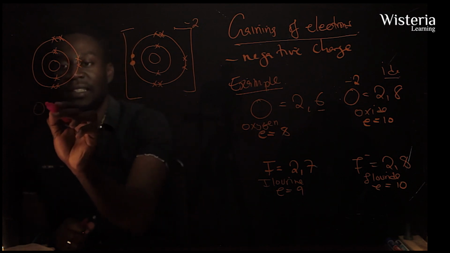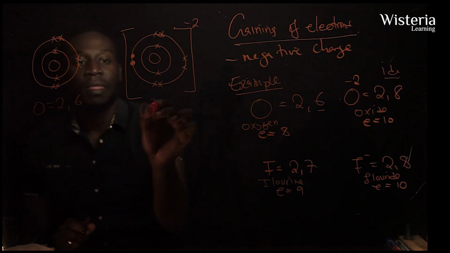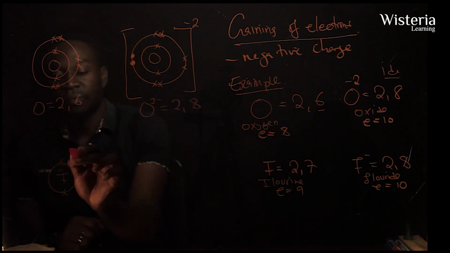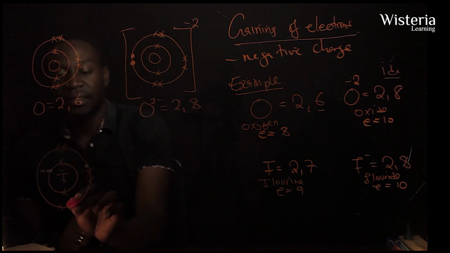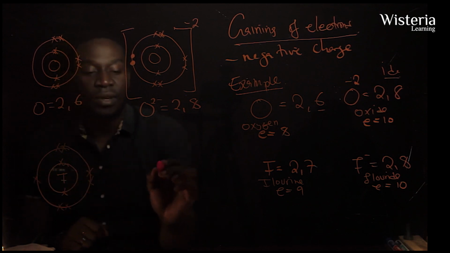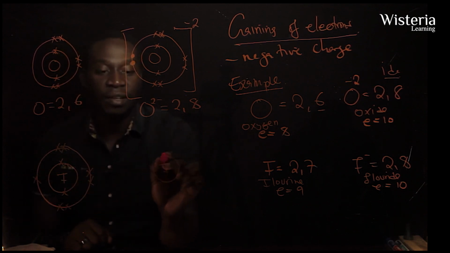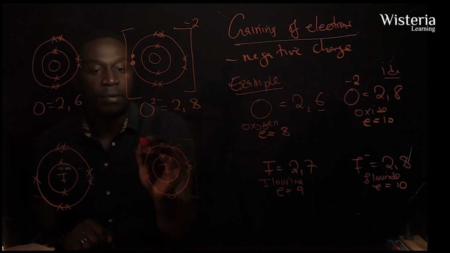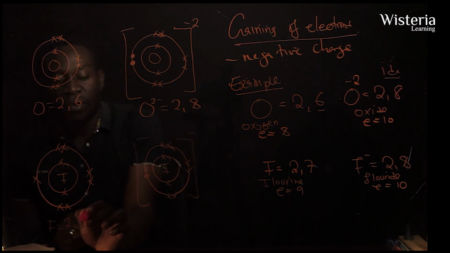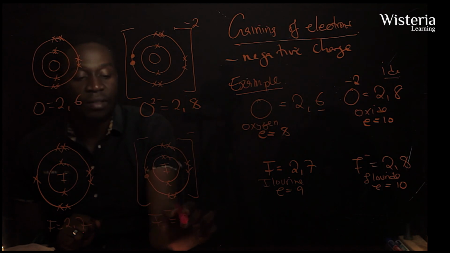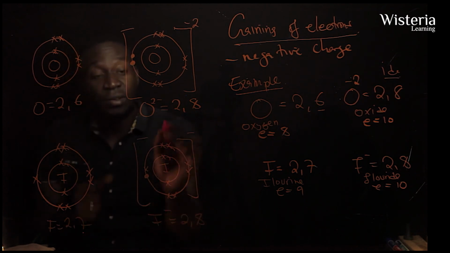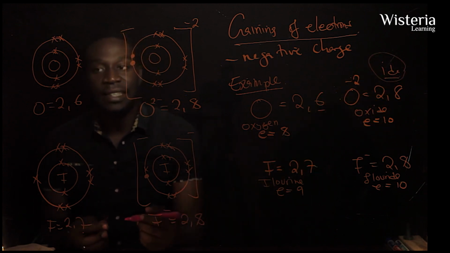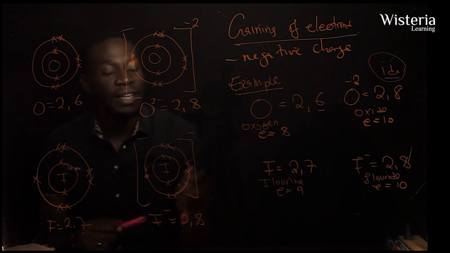So the electronic configuration is 2,6. This one is 2,8. So even for fluorine, 2 electrons, then 7 electrons here, and it needs 9 electrons. So after gaining 1 more electron, now the electronic configuration is like this. So we have added the 1 electron. This is the negative. So this one is 2,7. This one is 2,8. So this is the oxide, this is the fluoride. Remember I said the name must end with IDE after gaining electrons.